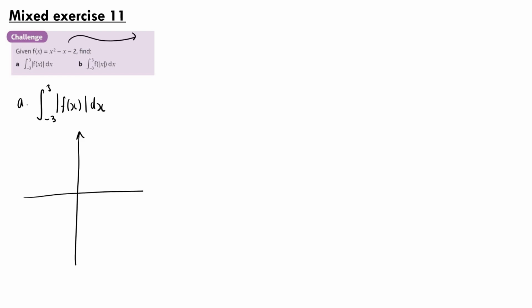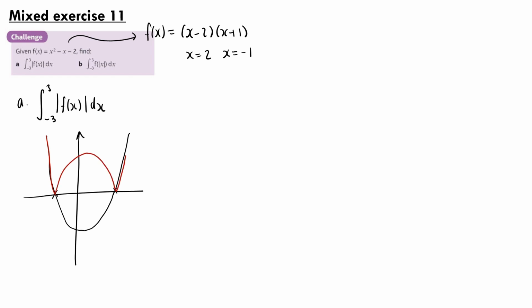So x squared minus x minus 2 factorizes to give x minus 2, x plus 1. So we know it has two roots at x equals 2 and x equals minus 1. So let's put that here and here. And we know it goes through the y-axis at minus 2. So it goes something like that. And because it's a modulus graph, everything that's underneath the x-axis gets reflected upwards. So our graph ends up looking something like this.